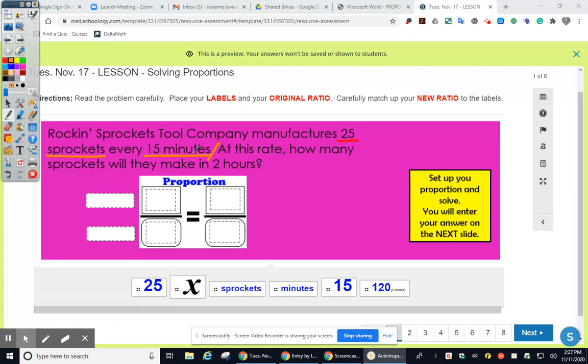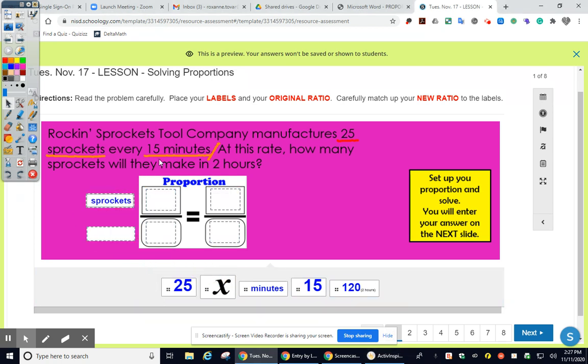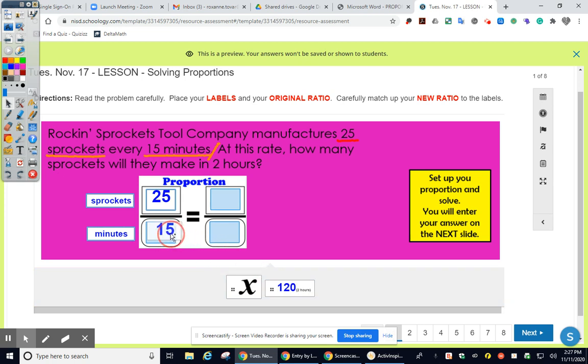And I'm just going to stop there because already I can set up my labels and my original ratio. What I see first is sprockets, so I'm going to go in the order which I see it. I'm going to label sprockets, and then it says 15 minutes, so I'm going to label my minutes. Not only am I labeling in order, I'm going to put my numbers in the order that I see my labels. So I see 25 sprockets, so I'm going to put my original ratio of the 25 next to my sprockets. And it says every 15 minutes, so I'm going to put the 15 next to the minutes.